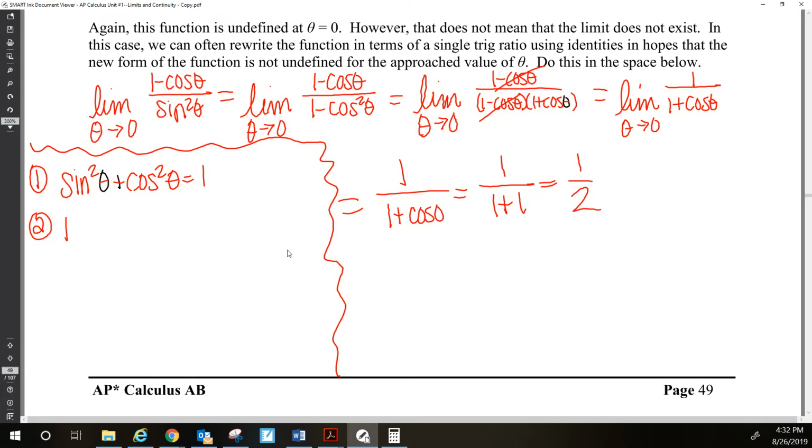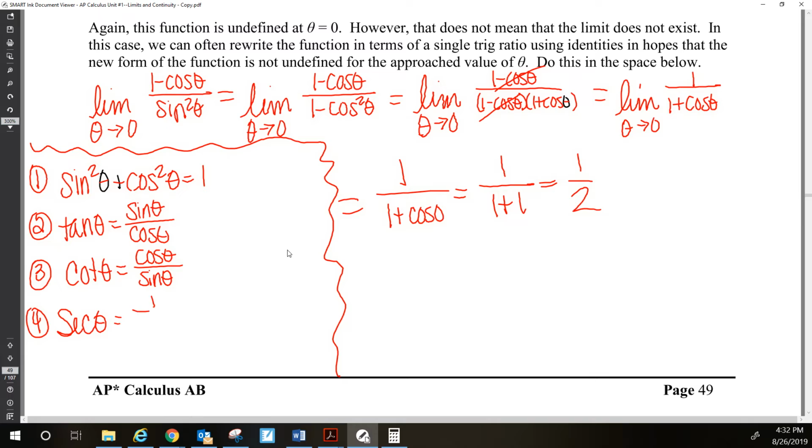2, we need to remember tan theta. It's the same thing as sine theta over cosine theta. We need to remember cotangent theta is the reciprocal of that, so cosine theta over sine theta. Secant theta is what? 1 over cosine theta. Cosecant theta is 1 over sine theta.